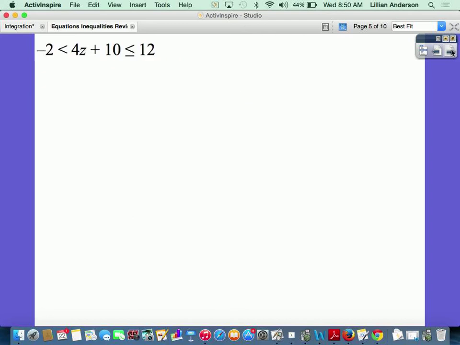Good stuff. Ooh, what about this? This is an example of a what? What kind of inequality? Compound inequality, okay? You're going to have two solutions. Your final answer is going to be written with your x in the middle and two numbers on the side. How do I solve this? Subtract 10 from all sides. Subtract 10 from every side. So then this gives me negative 12 less than 4z less than or equal to 2.